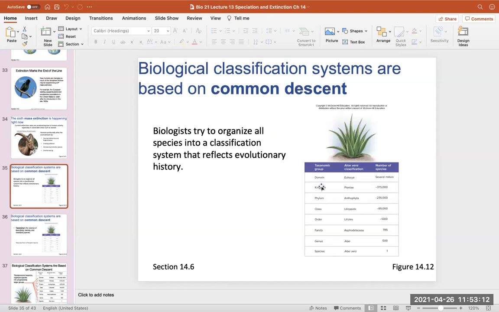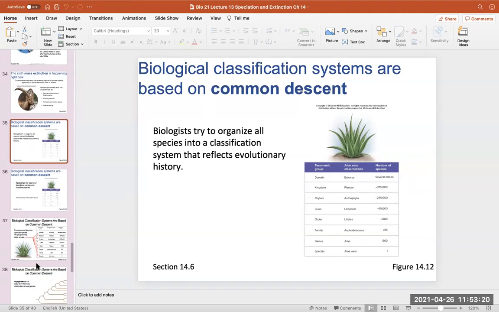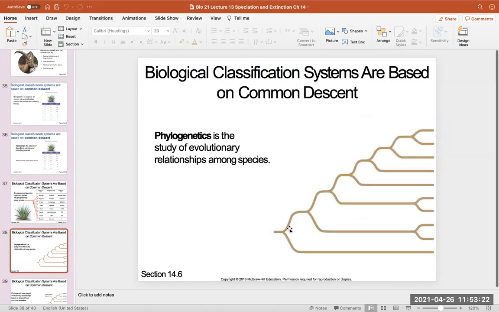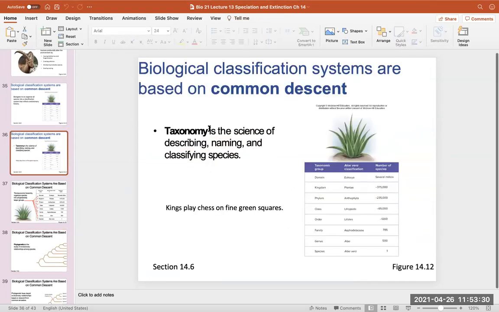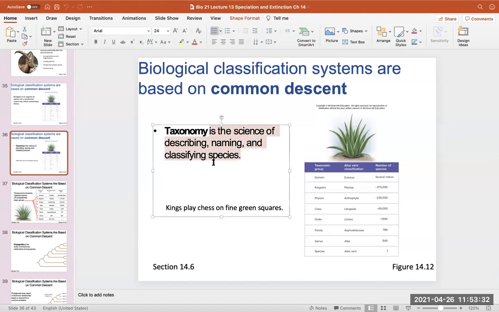This is what I said in the beginning. No difference between taxonomy and phylogeny. You create a phylogenetic tree when you want to see the relatedness between species. Phylogenetics is the study of evolutionary relationships among species. Taxonomy is the science of describing, naming, and organizing or classifying them.